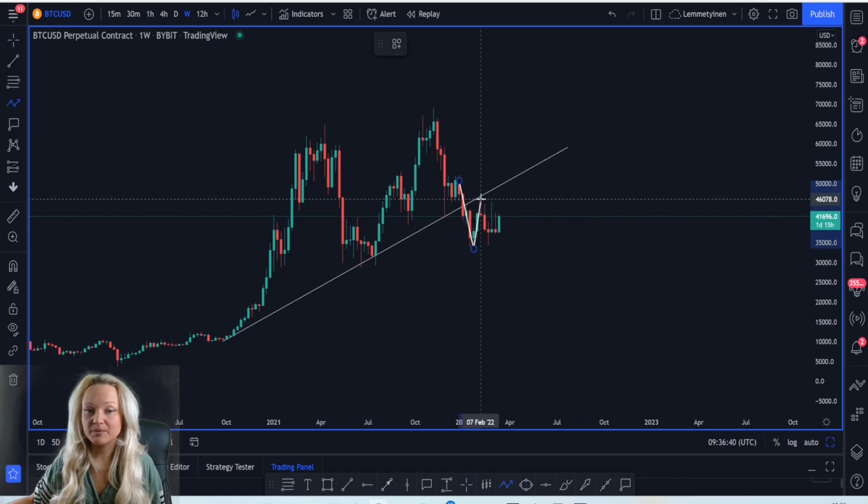We almost came up and retested the exact same support trend line as a retest, and then the market came back down again almost to the support around 36,200. The market broke the support trend line, which also means that we are in a downtrend right here.